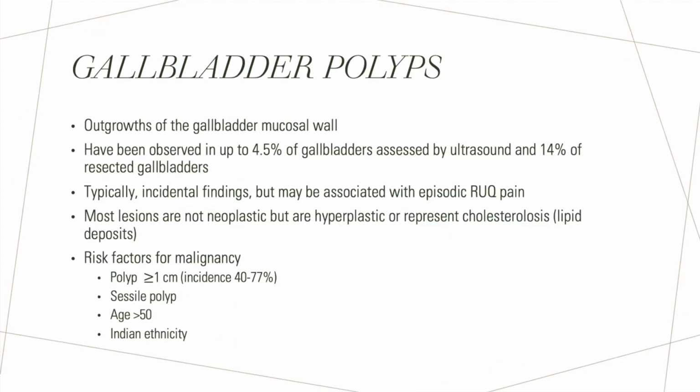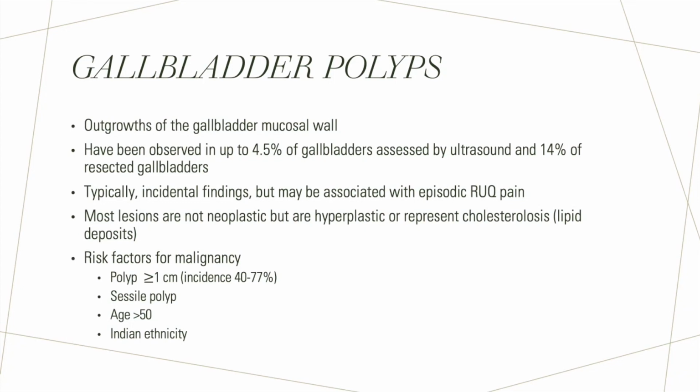So the next topic here is gallbladder polyps. These are outgrowths of the gallbladder mucosal wall. It's been observed in about 4.5% of gallbladders assessed by ultrasound and about 14% of resected gallbladders. Typically, these are incidental findings, but some patients may have episodic right upper quadrant pain. Most lesions are not neoplastic, but are hyperplastic and represent cholesterolosis, which is lipid deposits.